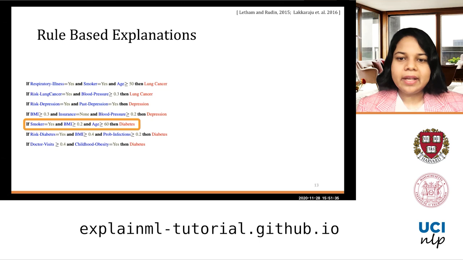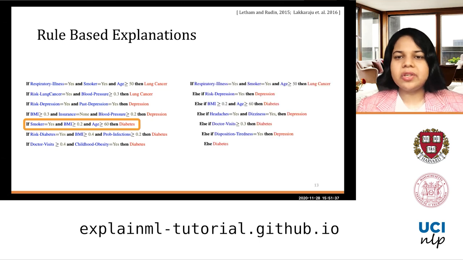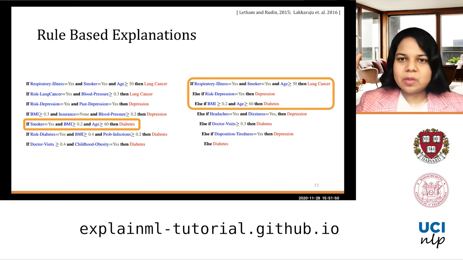Okay, so similarly, we could also think of a decision list-based explanation. Again, what you see on the right is a global explanation for a three-layer neural network model. And again, if you want a local explanation, you need to look at the specific rules that the instance satisfies, and that will give you your local explanation.